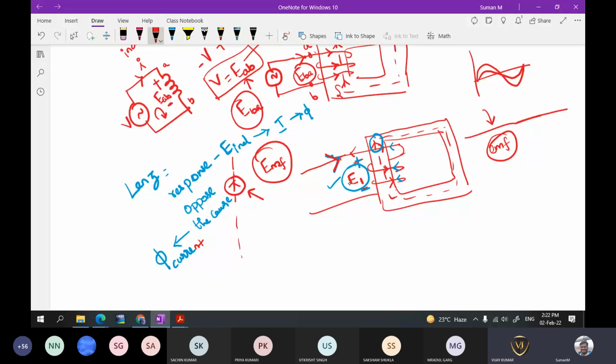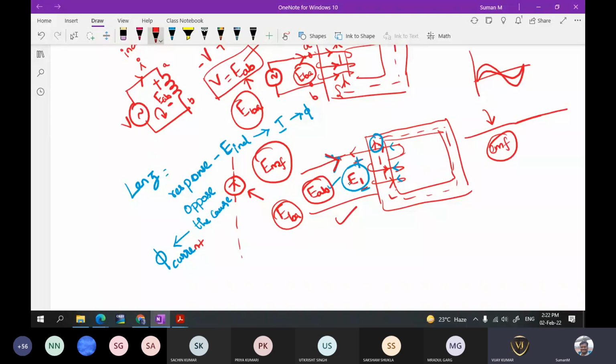So the induced EMF will have the same polarity. If you are considering EAB, that is the voltage drop, and if you are considering this EBA, that will be a voltage rise. This we have discussed when we were seeing the first unit, so that concept will be applicable here.